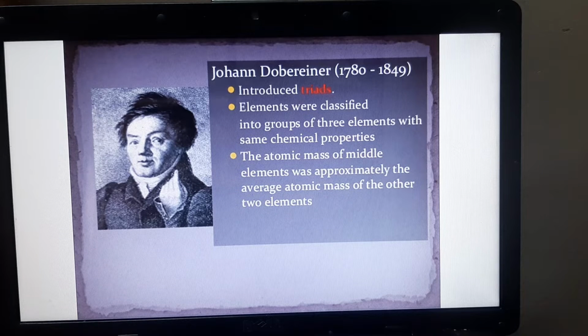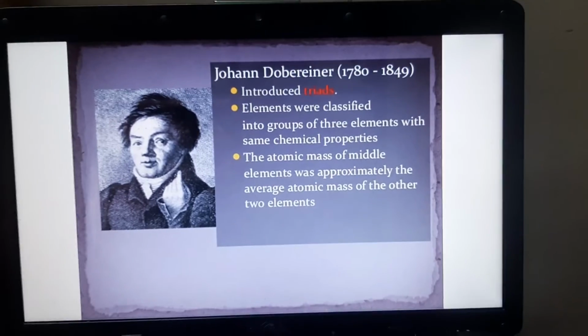Now we must know what is atomic mass first. The atomic mass of an atom is nothing but the total number of protons and neutrons in that atom. So he took those 3 elements, arranged them according to the increasing order of the atomic masses. And what did he discover? He found that the atomic mass of the middle element was approximately equal to the average of the atomic masses of the other 2 elements. Now what do we mean by that?